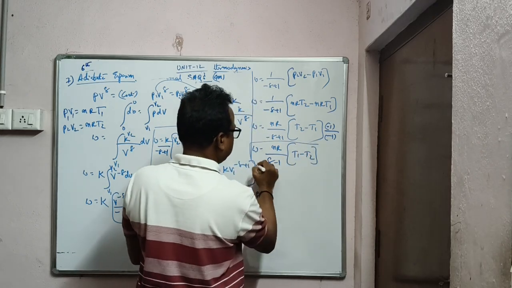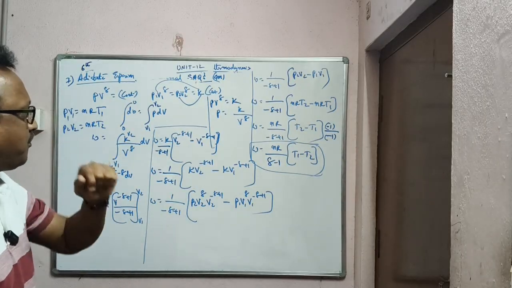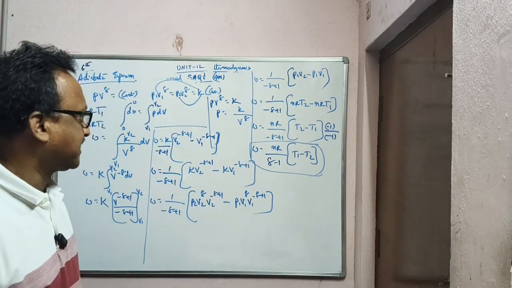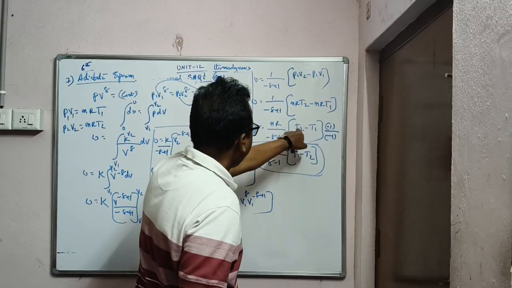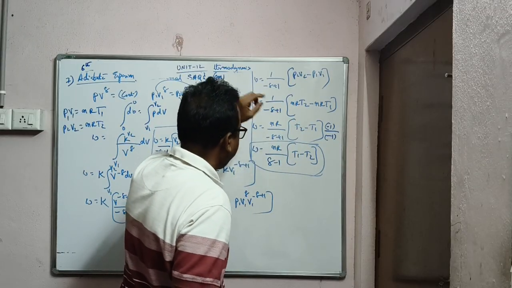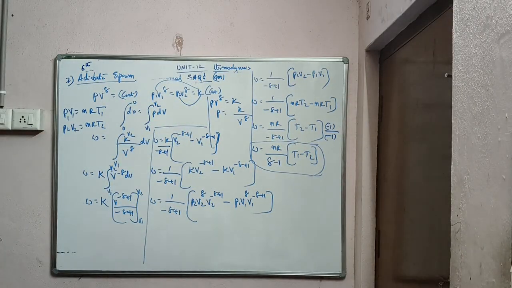This is the final one. That is the work done in adiabatic expansion. n is the number of moles, R is the gas constant, and T1 and T2 are the initial and final temperatures. When you multiply the numerator by minus 1 it becomes minus T2 plus T1, and in the denominator it becomes plus gamma minus 1. Clear?